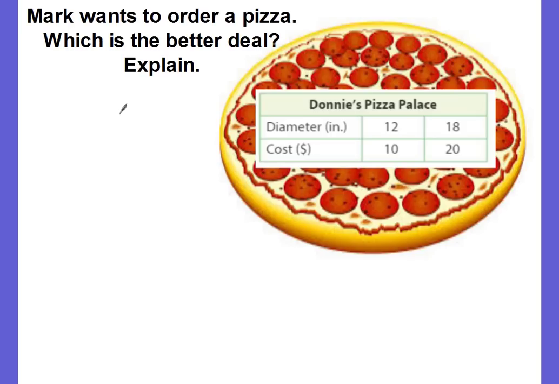Okay, one more problem for us to work together. Mark wants to order a pizza. What is the better deal? And explain why. So one pizza has a diameter of 12 inches and it costs $10. The other size of pizza has a diameter of 18 inches and costs $20. So we're doubling the price. So we need to figure out which one is the better deal. Easiest thing to do is find the area for each size of pizza. So let's start with the smaller diameter. Area is pi r squared. Go ahead, pause the video, write your equation, come back, check to see if you're right.